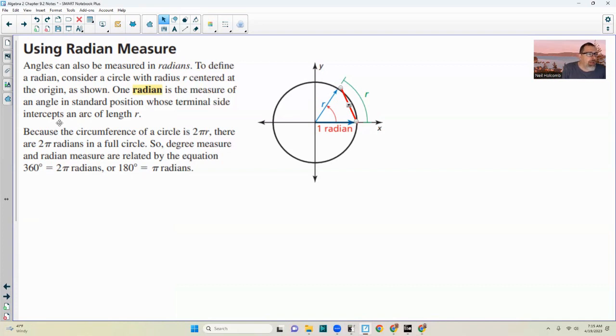Okay? Because the circumference of a circle is 2 pi r, there are 2 pi radians in a full circle. So degree measures and radian measures are related by the equation 360 degrees equals 2 pi radians, or 180 degrees equals 1 pi radian. Okay, and that's where this comes from.